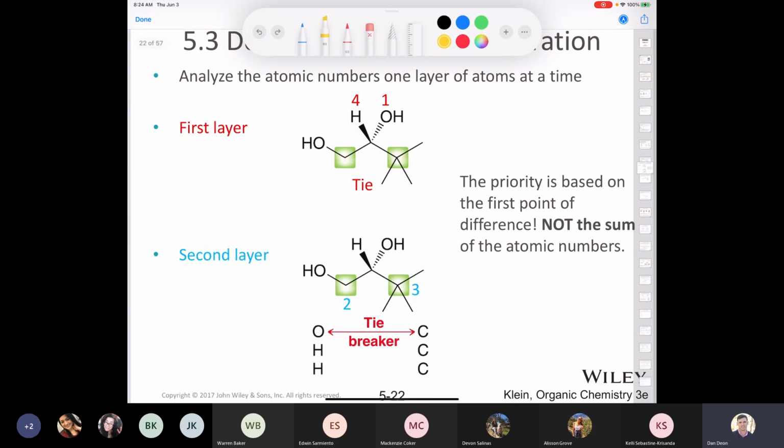So what are they connected to? Oxygen, hydrogen, hydrogen, and carbon, carbon, carbon. So oxygen is the winner. Okay, it's got nothing to do with tallying up numbers or anything complicated like that. We try to make it as simple as possible, right?